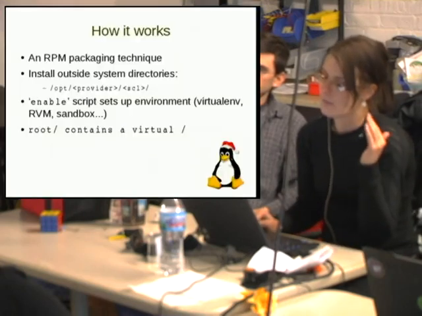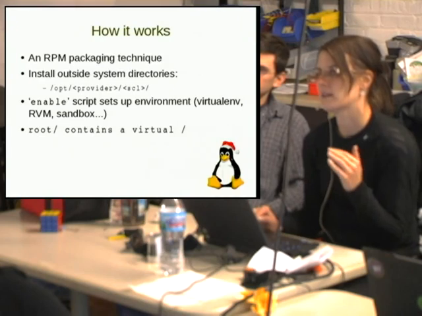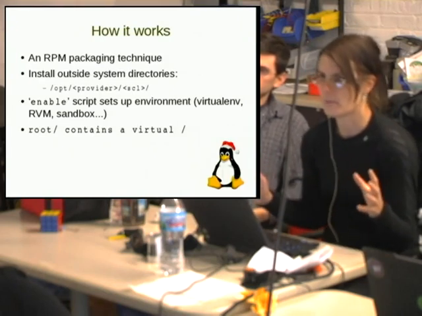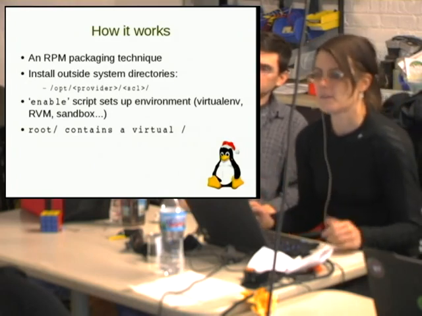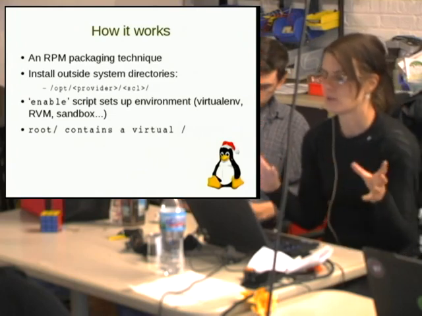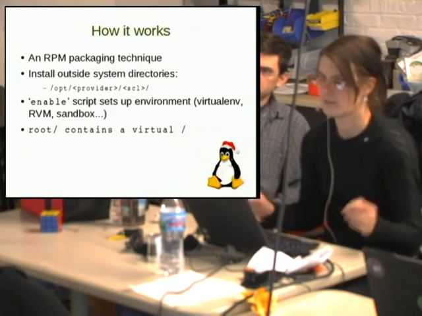And then under there, you'll have a file called enable, which, if you look at it, is basically a script that's just exporting all your environment variables to set up your environment, similar to when you do activate in virtualenv. And then there's a root directory, which contains a virtual file system tree, with all your usr and your lib and all that stuff.